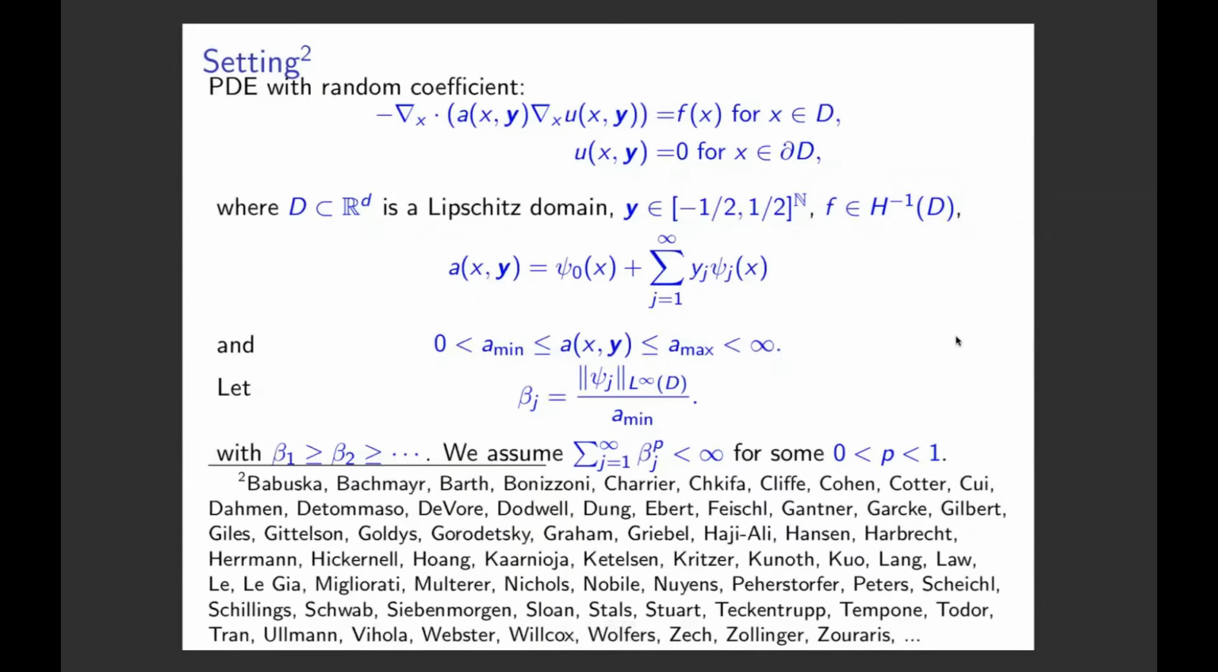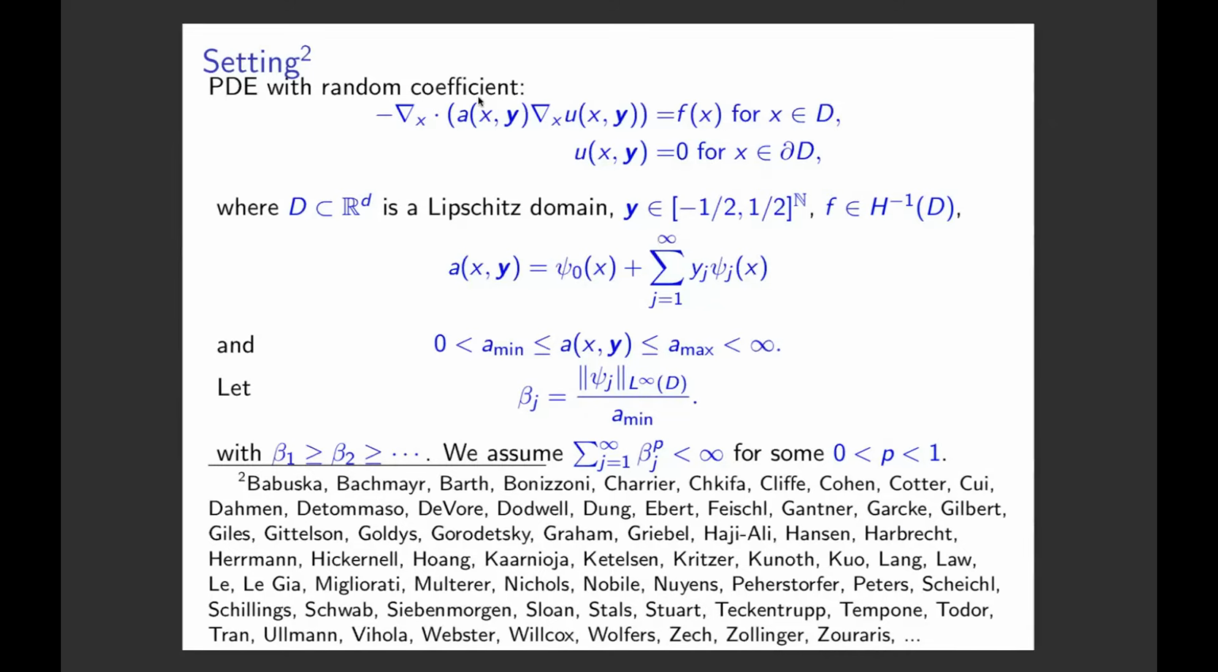So this area of PDEs with random coefficients has grown a lot over the last few years, and you can see here I've listed some names who have contributed to this area. It's really exciting to be part of this. And in my talk today, I would like to focus on the multi-index Monte Carlo method applied to a simple setting of PDEs with random coefficients.